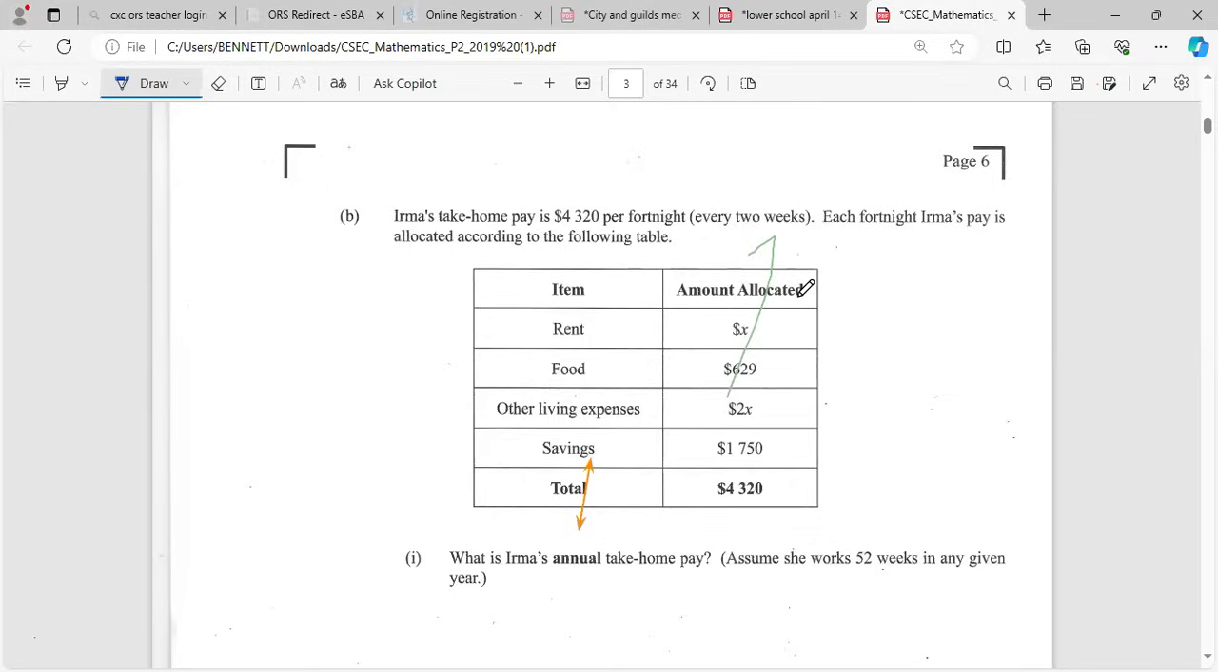So only 1 mark, guys. Finish for that part.